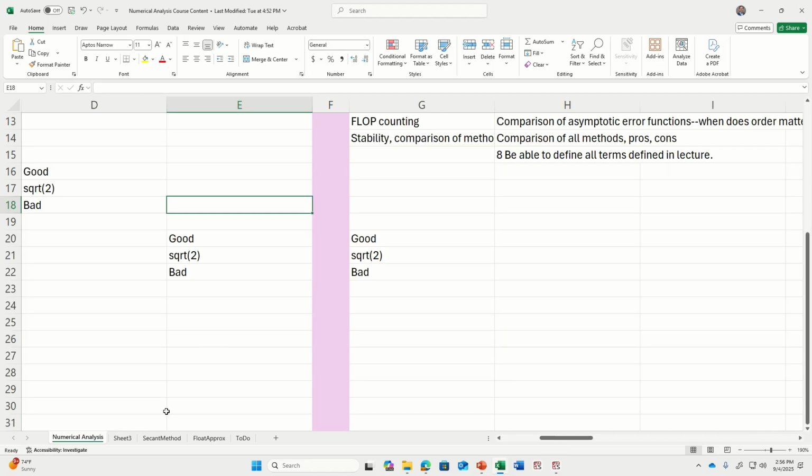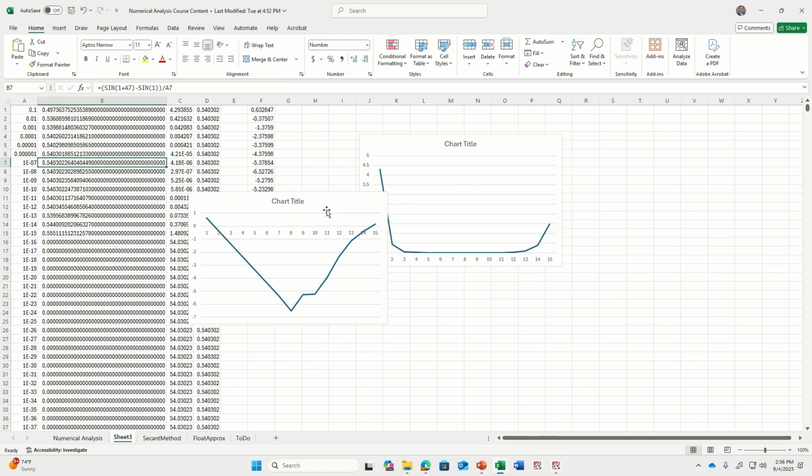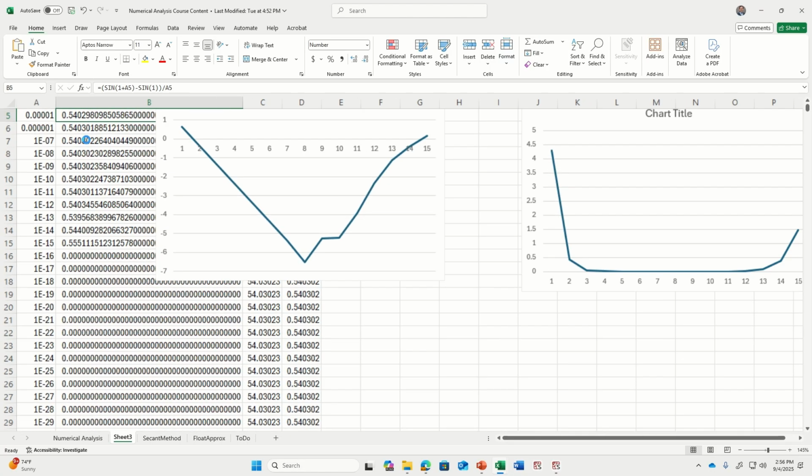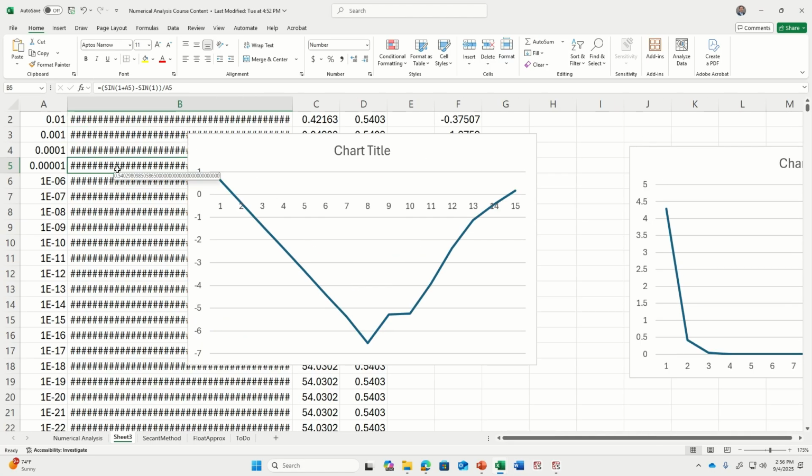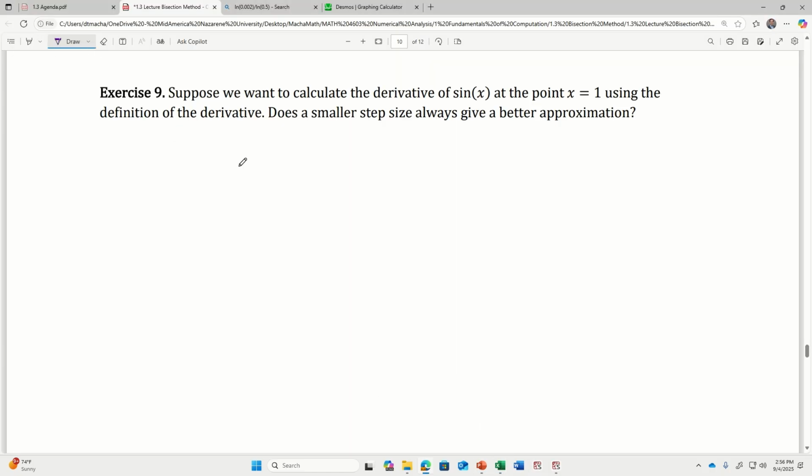Smaller and smaller step sizes do improve our approximation here, but only to a point, right? Taking a smaller and smaller step size worked great up until this point, and then the round-off error started being the dominating factor in the error in the answer, and then it got worse and worse and worse. So there was actually an ideal step size somewhere here in the middle that worked nicely, where we still got a really, really small step size, but not so small that round-off errors mattered. And so the answer was no.